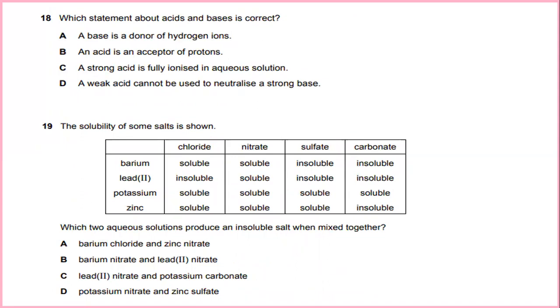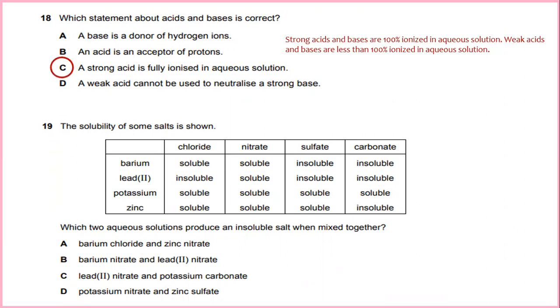Which statement about acids and bases is correct? Strong acids and bases are 100% ionized in aqueous solution, and weak acids and bases are less than 100% ionized in aqueous solution. I would say that the answer for this will be C. A strong acid is fully ionized in aqueous solution.